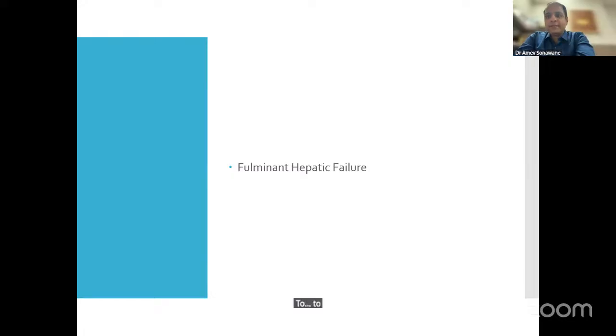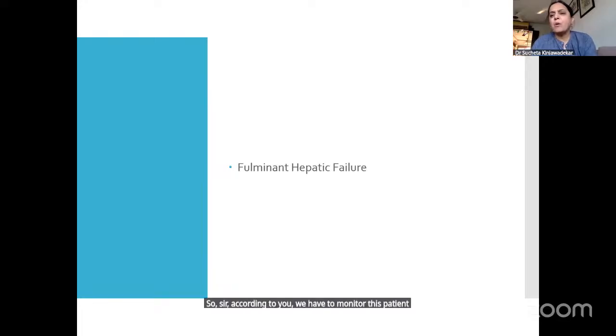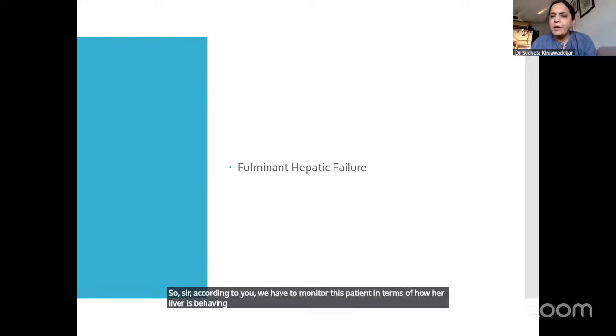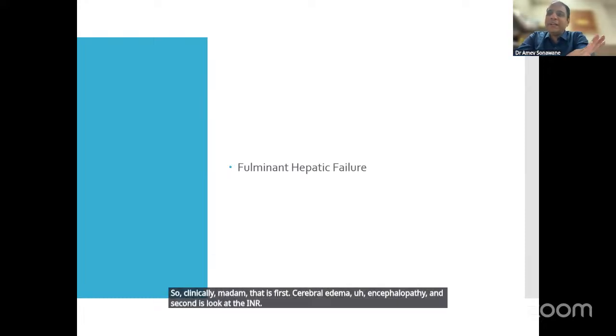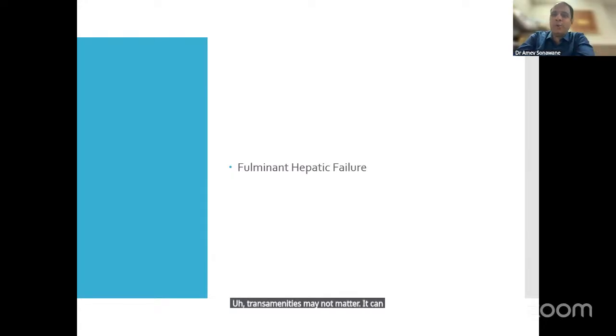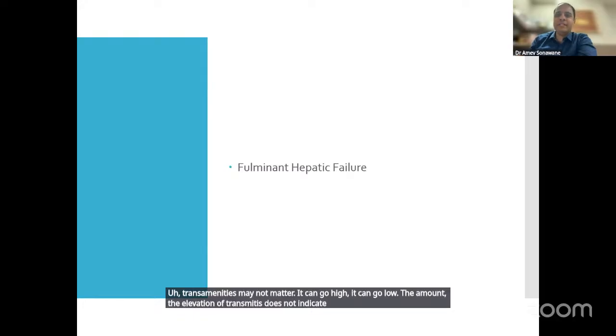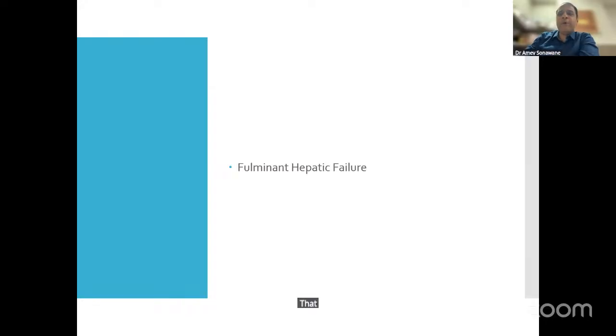So, sir, according to you, we have to monitor this patient in terms of how her liver is behaving, and depending on those parameters, we need to deliver the patient, right? Clinically, we check whether the patient is drowsy, whether she is sleeping more. That is first cerebral edema, encephalopathy, and second is to look at the INR. Transaminitis may not matter, it can go high, it can go low. The elevation of transaminitis does not indicate the severity of the liver illness. It is the INR elevation and encephalopathy that indicate how the patient would behave.